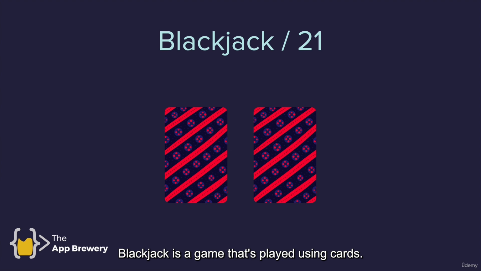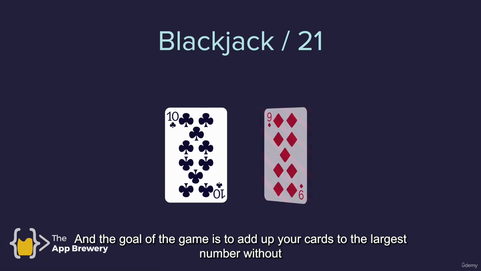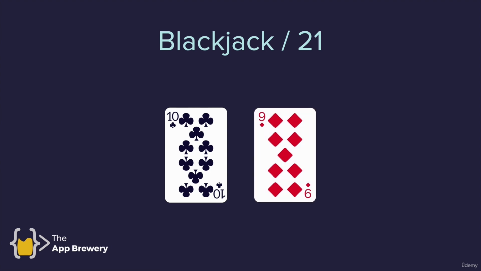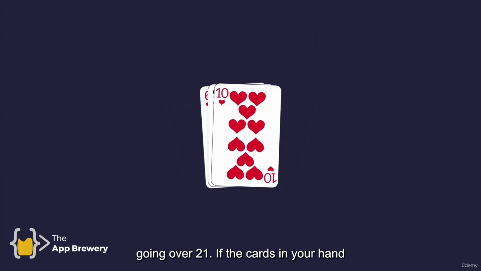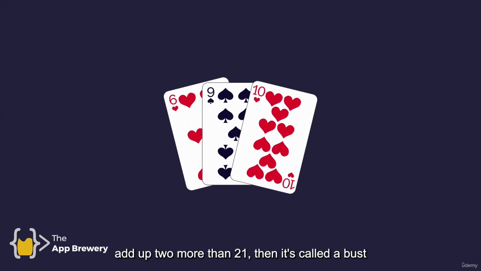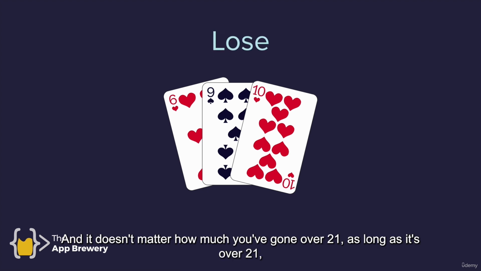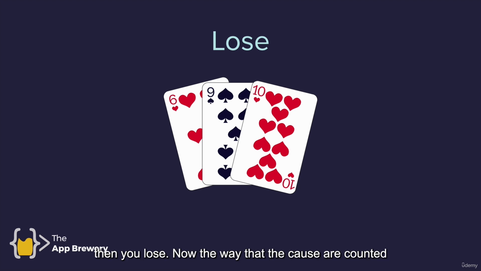Blackjack is a game that's played using cards. And the goal of the game is to add up your cards to the largest number without going over 21. If the cards in your hand add up to more than 21, then it's called a bust, and it means that you lose immediately. And it doesn't matter how much you've gone over 21. As long as it's over 21, then you lose.